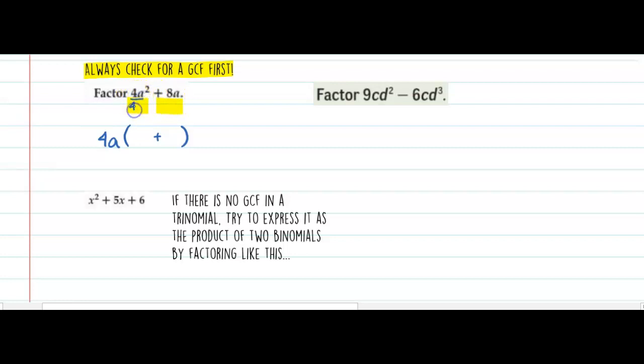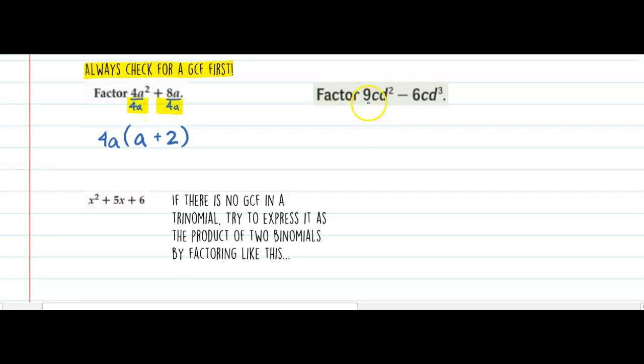For example, if I divide by 4A, I would be left with A. 4A times A is 4A squared. If I were to divide out this common factor, I would be left with 2. So I have factored it. To factor just means to kind of undo the multiplication. We want to break it down into the pieces that multiply together to give me this polynomial.